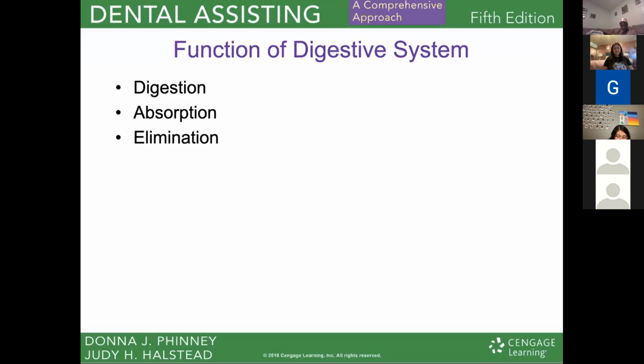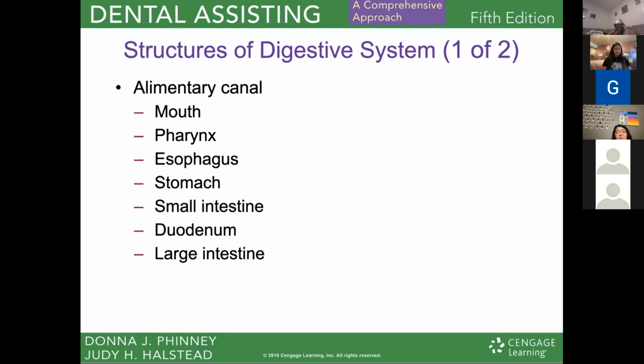All right, so digestion, or the function of the digestive system. Digestion involves breaking down nutrients, transferring them into the blood system to be absorbed by all the cells of the body, and eliminating body waste. So that is the function of the digestive system.